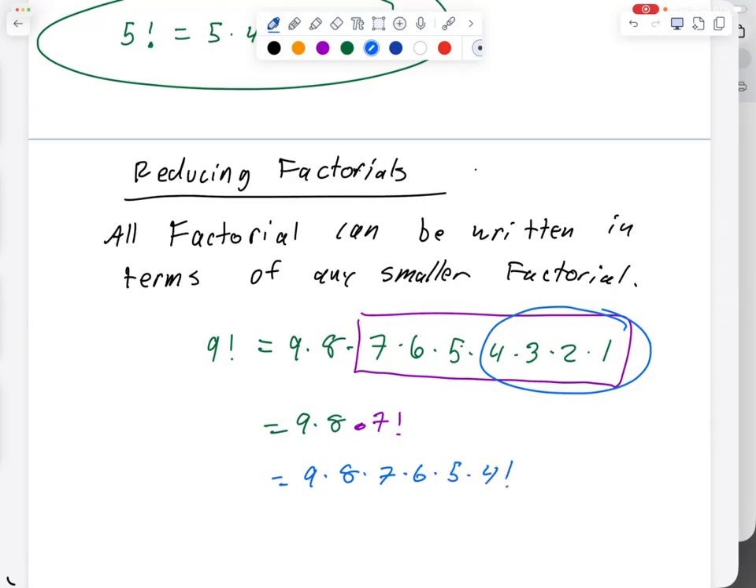So at any point in time, I could stop a factorial in terms of expanding it in terms of a smaller factorial. Any of them. 9 times 8 factorial. 9 times 8 times 7 factorial. So you can write any factorial in terms of a smaller factorial. Does that make sense?